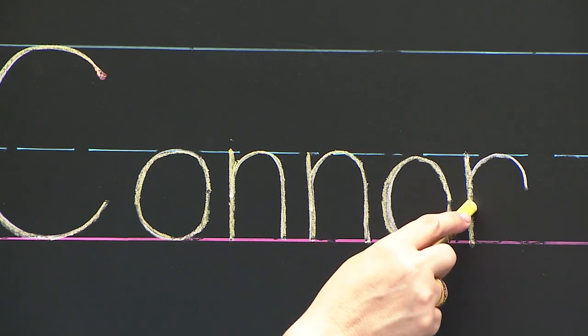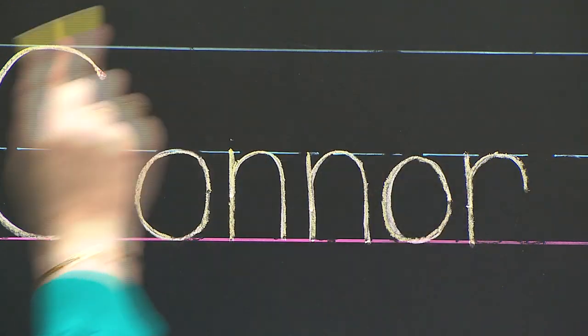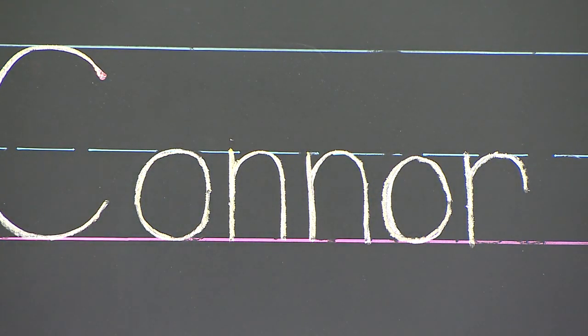I pick up my pencil, retrace back up from the middle, and curve at the dotted line to make the little R, to make this name Connor.